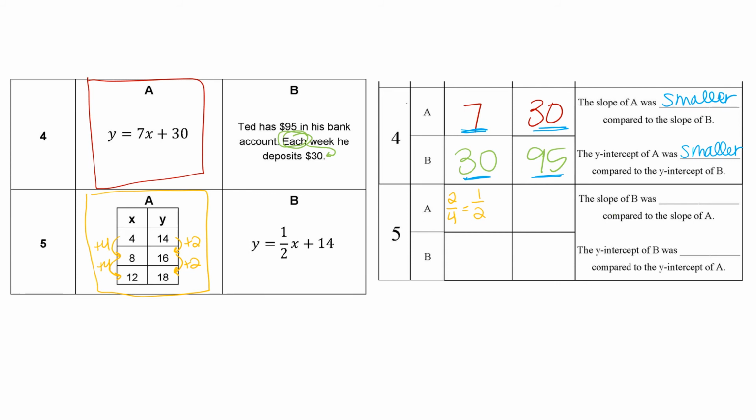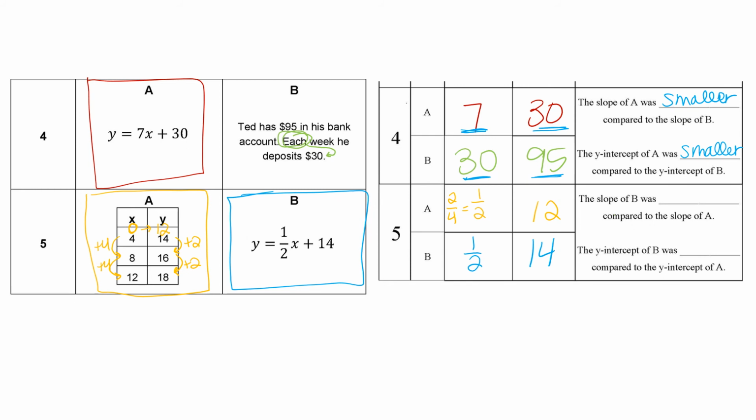And then for my y-intercept, I have to look for what's across from x equals 0, but I don't have 0, so I'm going to have to follow the pattern backwards. So I have 12, 8, 4, 0, and 18, 16, 14, 12. So across from 0 would be 12 on the table if it went back that far. B, it just gives me an equation. My slope is 1/2 because that's the number attached to x. And then 14 is my y-intercept.